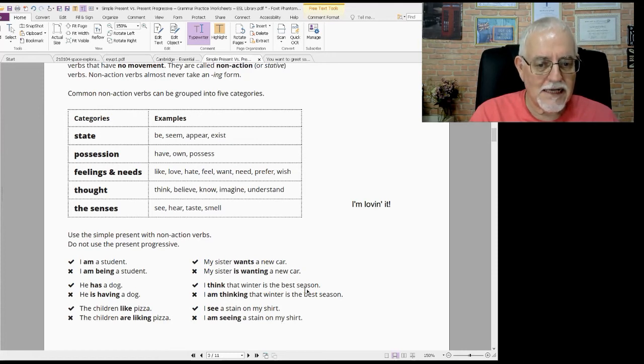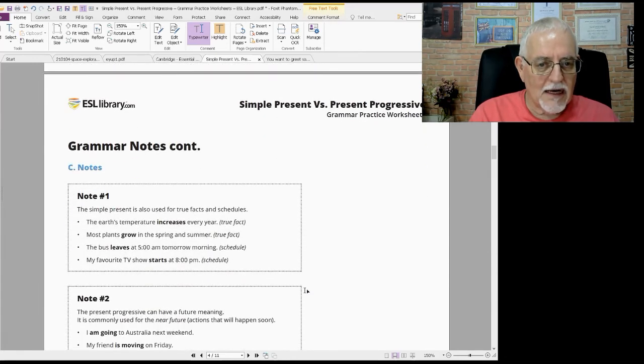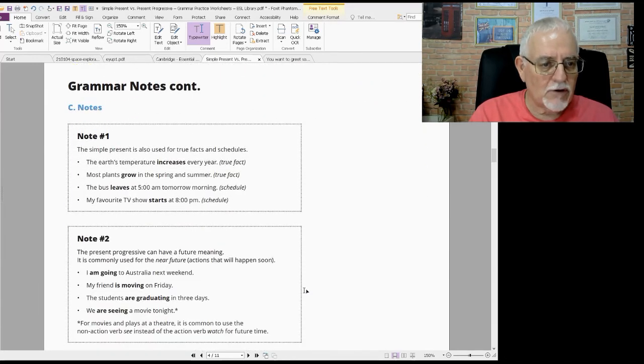Again, we tend not to use it. Coming down further now, here are some grammar notes that will help you distinguish the present simple tense, or simple present tense, and the present progressive or present continuous tense.